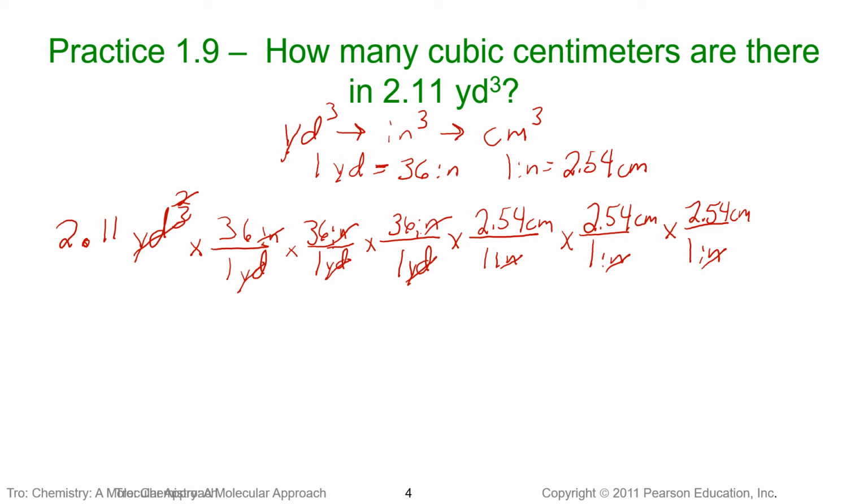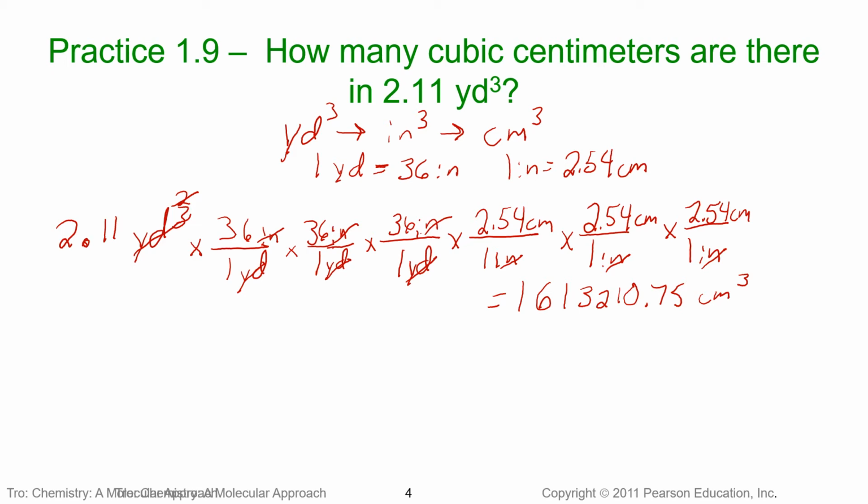Now when we do our problem solving, we would multiply across the top, divide by anything that is on the bottom. We would get 1,613,210.75 cubic centimeters. Now, does a big answer make sense? Well, a centimeter is much smaller than a yard, so that does make sense.